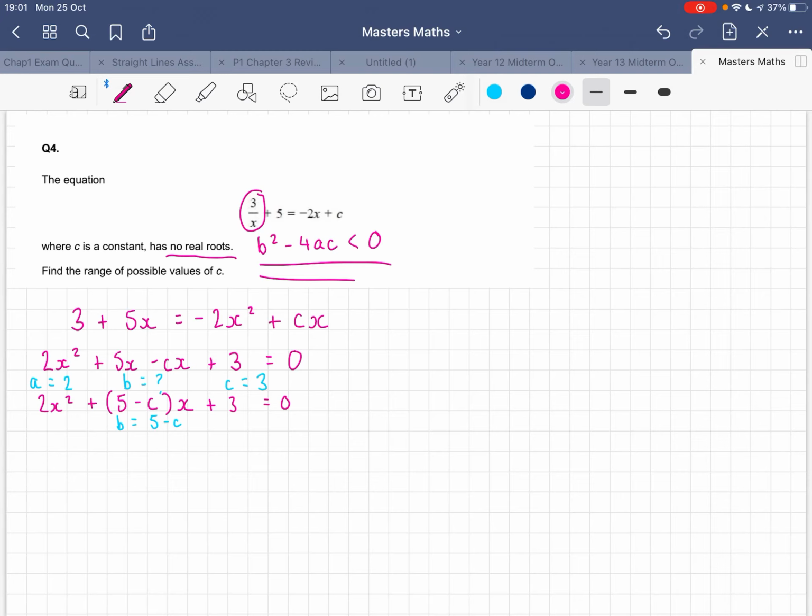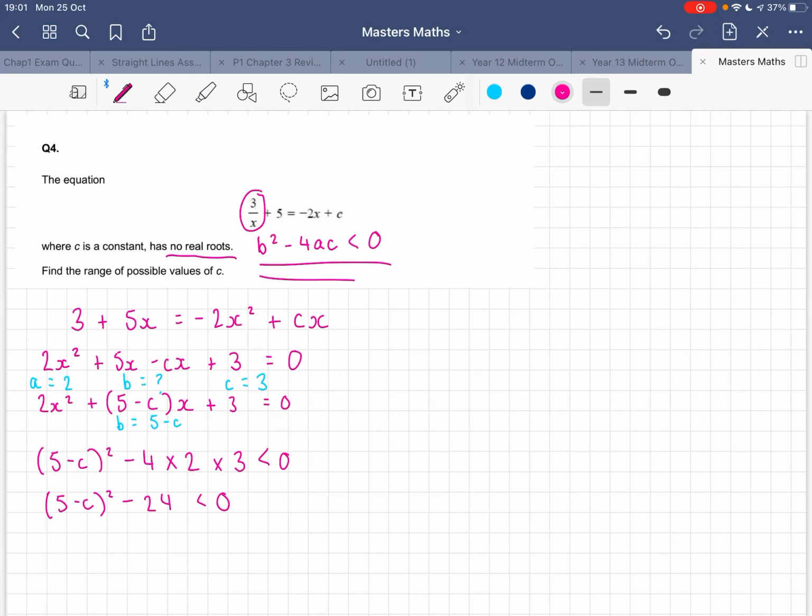Anyway, B squared is (5 minus C) squared, minus 4 multiplied by 2 multiplied by 3. And that has to be less than 0 because our equation has no real roots. I'm going to leave the bracket as it is. I'll explain why in a second. And then 4 times 2 times 3. So 4 times 2 is 8, times 3 is 24. So minus 24, less than 0.